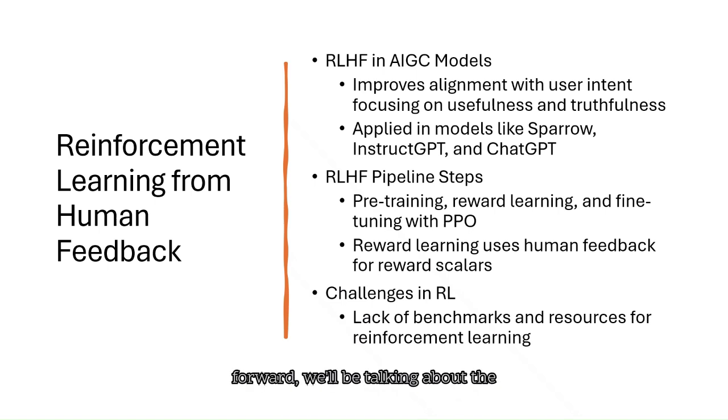Moving forward, we'll be talking about reinforcement learning from human feedback. To improve the alignment of AI-generated content with the user's intention, there is reinforcement learning that comes from human feedback, and it's applied in models like Sparrow, InstructGPT, and ChatGPT. It involves three steps: pre-training, reward learning, and fine-tuning. In reward learning, human feedback on diverse responses is used to create reward scalars. Fine-tuning is done through reinforcement learning with proximal policy optimization, and it aims to maximize the learned reward.